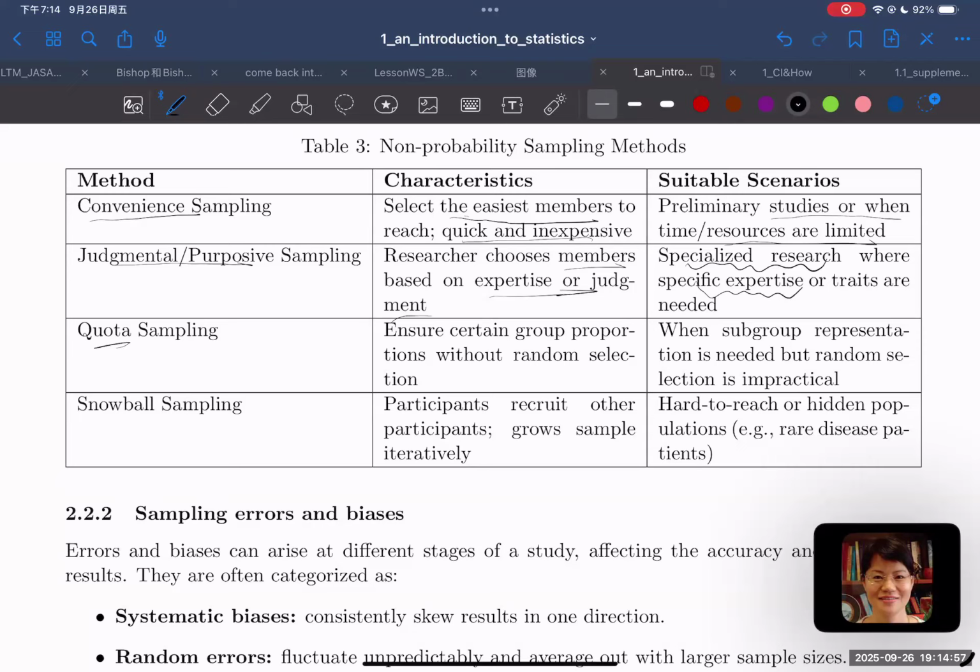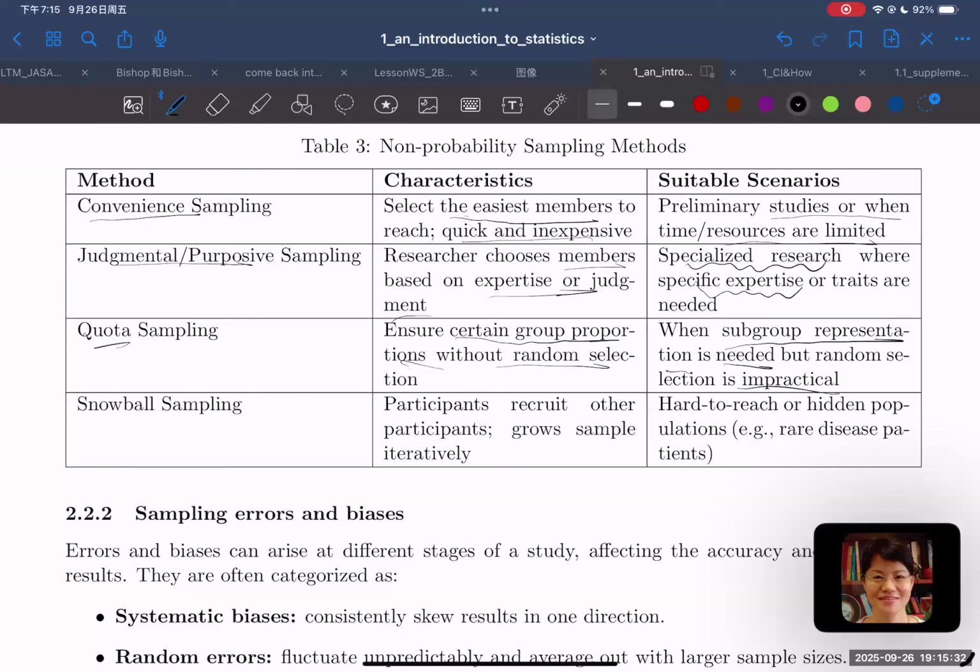Next one is about quota sampling. This one just ensures certain group proportions without random selection. For quota sampling, you have to decide the quota. Once the quota is satisfied, then the game is over. It is used when subgroup representation is needed, but random selection is impractical. In such situations, you would do this.